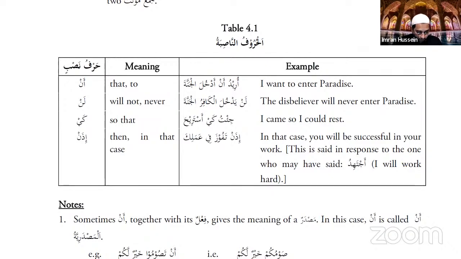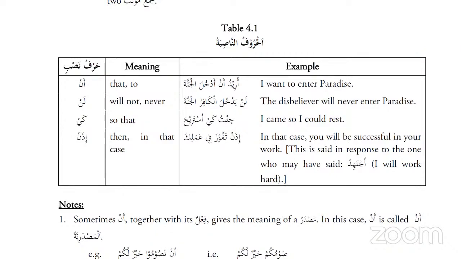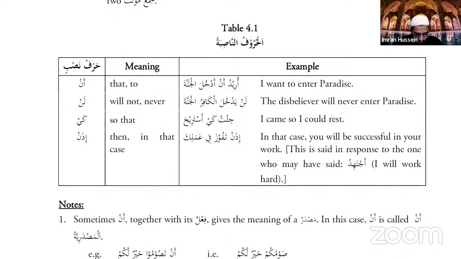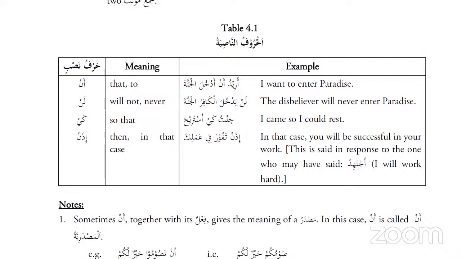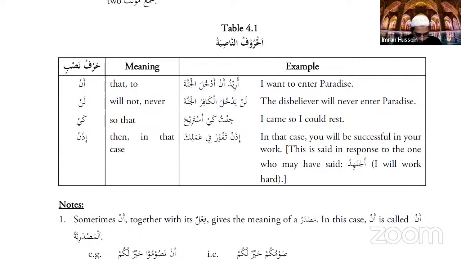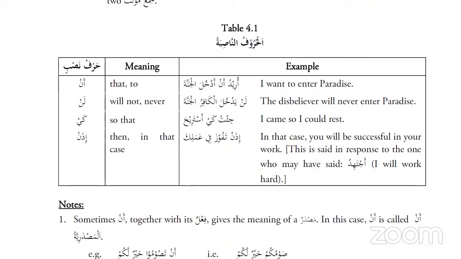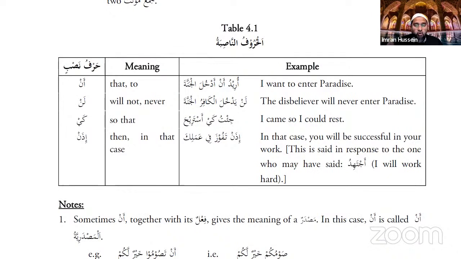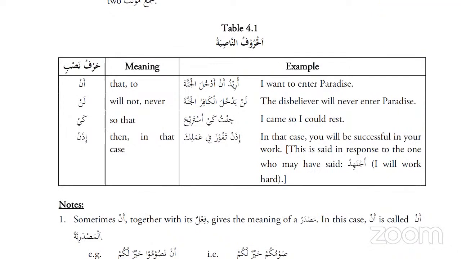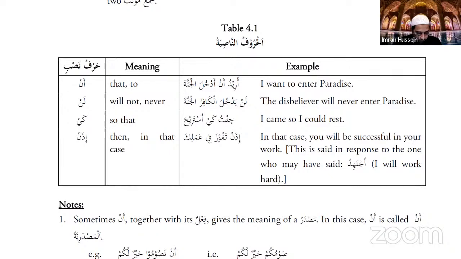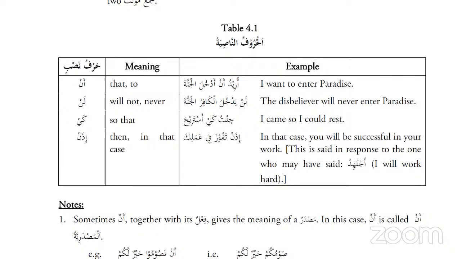Qama, qaf, alif, mim. Qama. Qamat is correct. Qamata. Qamatna? No, it becomes qumna, not qulna. Qumna. Yes. Qumta. Oh, it's very hard.